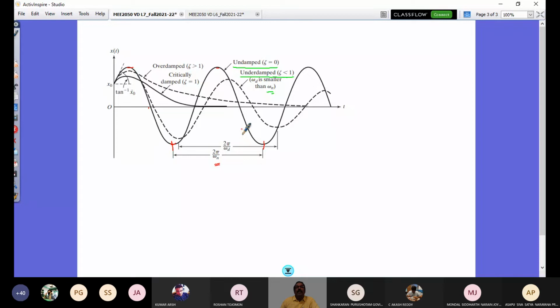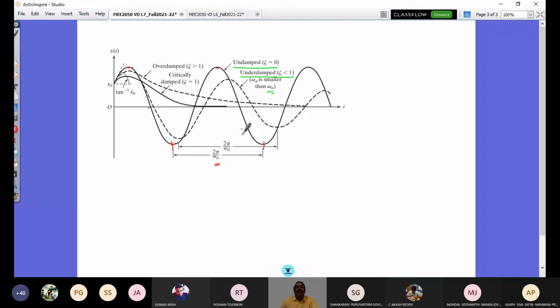So let me just give you again the response of today's class, and then start with the understanding of that. So let's look at this response now. This is the response of our harmonic motion. So what is the response that we had here?